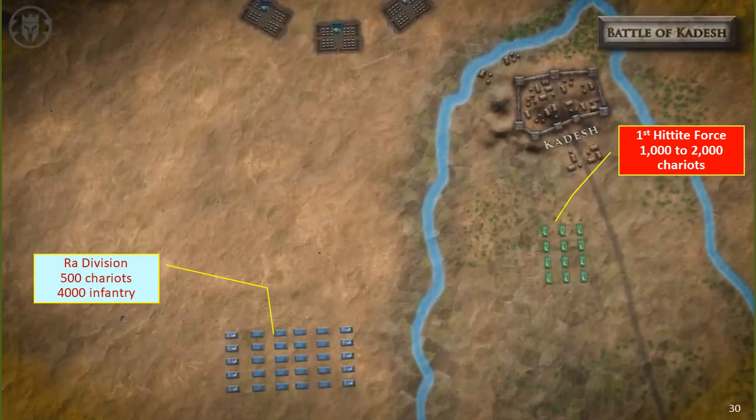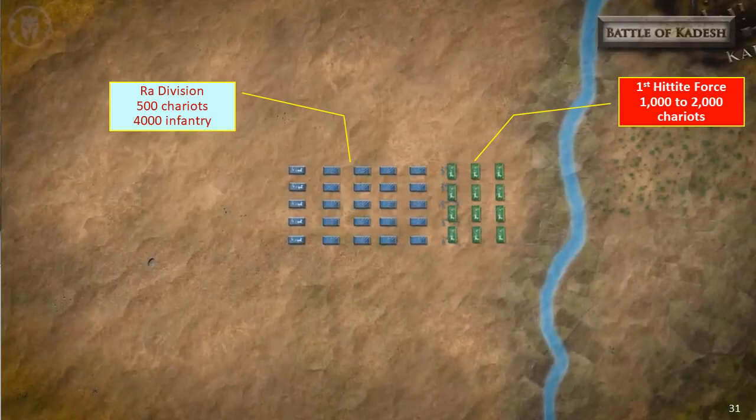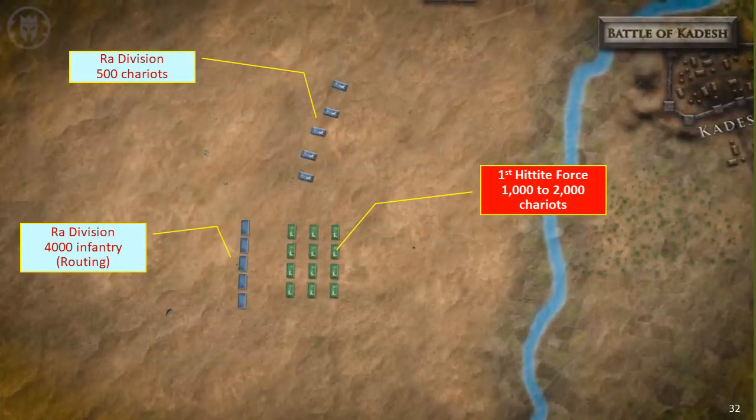It's estimated this force probably consisted of about 1,000 chariots, if not slightly more. Once the chariots had crossed a stream, the Hittite chariots hit the Ra division in the flank while it was moving. It drove deep into the Ra division, disordering it, and put the Egyptians into an impossible position. This attack caused the infantry to break and rout, with the Egyptian chariots escaping, and they fled towards the Amun division.